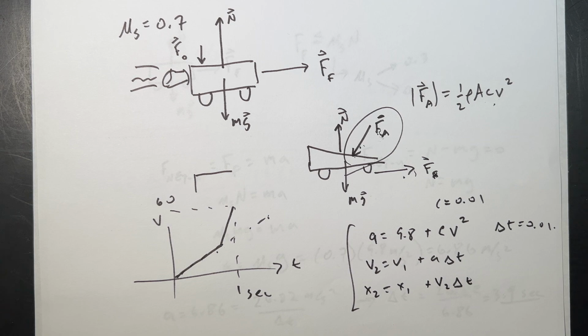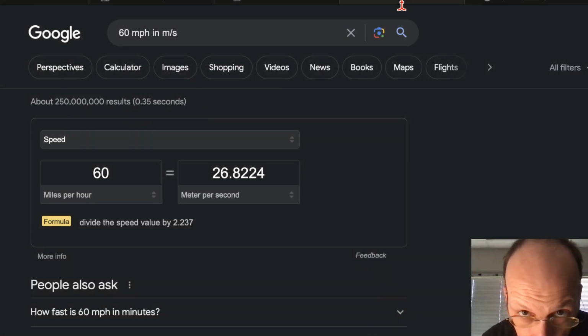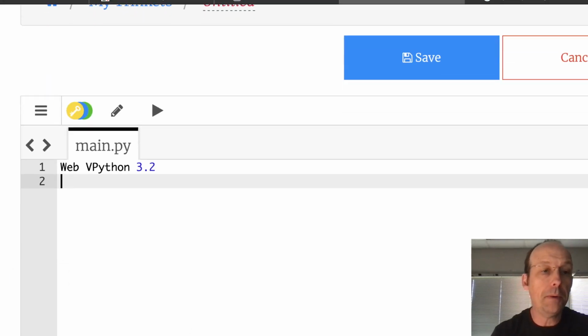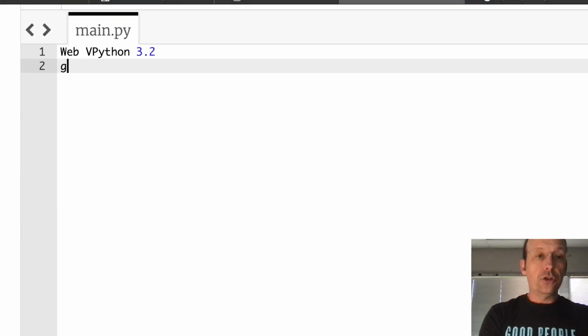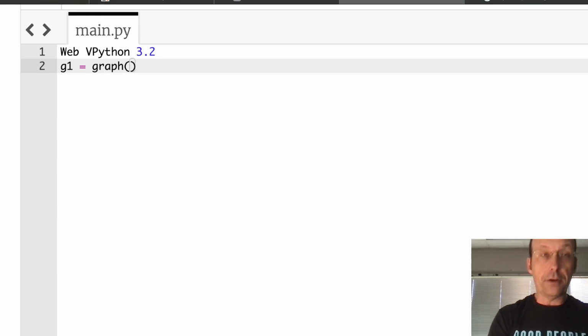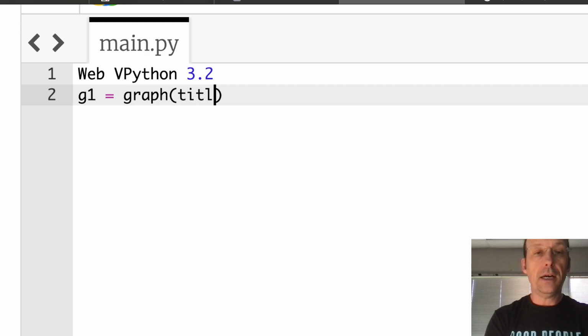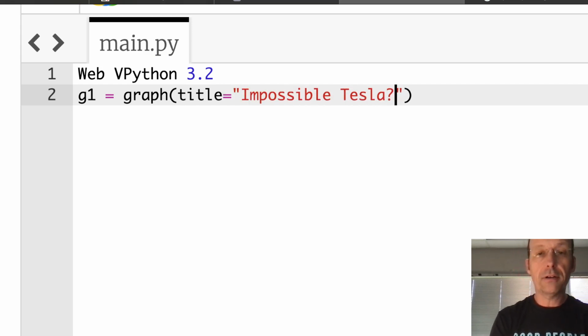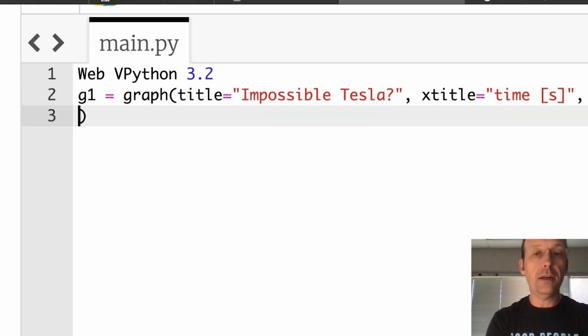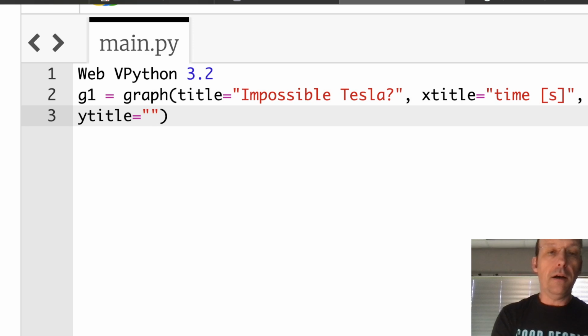Okay, switching over here to Python. Python, where'd you go? Right there. Okay, Python. So I'm using WebVPython. Let's make a graph. G1 equals graph. Make this bigger. Bigger, that's good. Title equals Impossible Tesla? You like that? X title, I'm going to plot, X title is the time in seconds. And then let's put on the next line, Y title is velocity. And I'm going to convert to miles per hour just because that's what everyone likes to see. Miles per hour.